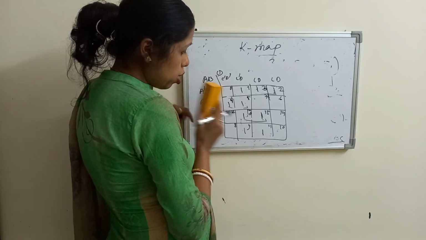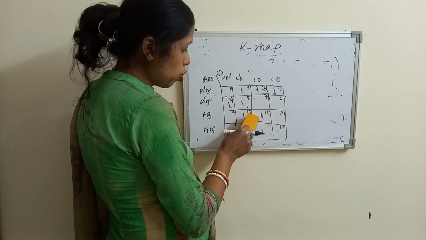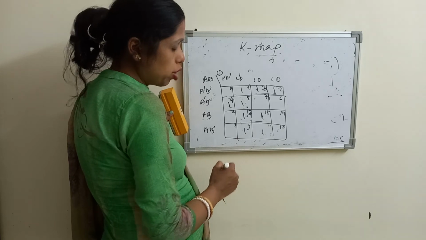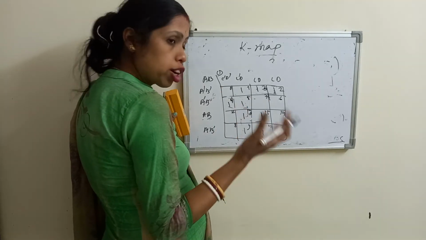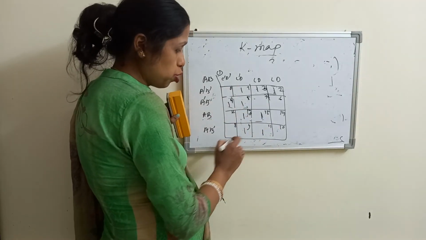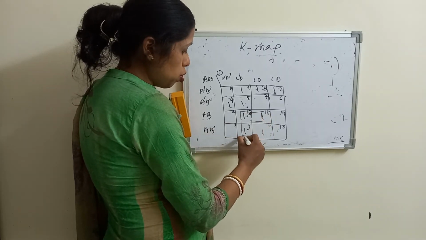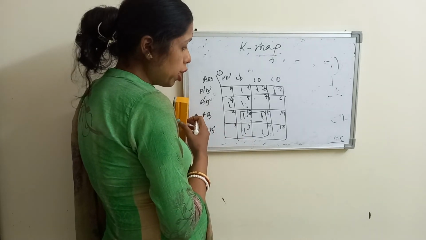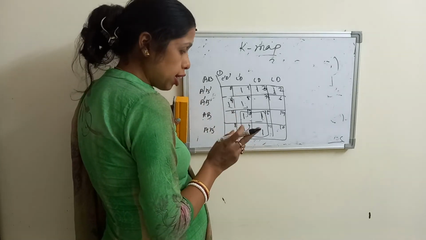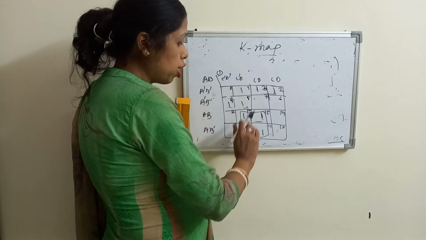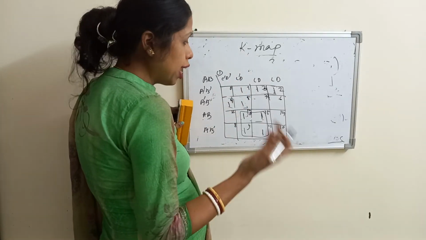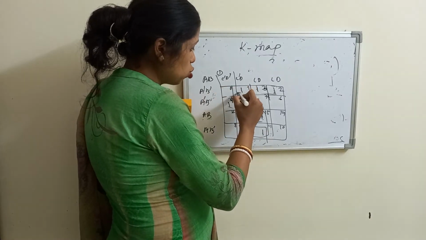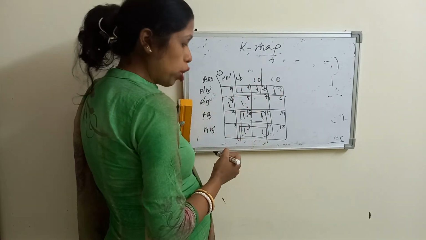First I will check whether a quad is possible. As one function is there, according to the function I am putting logic 1 in those cells. So first I have to check whether an octal is possible or not. You can see octal is not possible, so a quad is possible from these 4 cells. Apart from this quad, is any more quad possible or not? Yes, possible, because the outer column also can be considered as an adjacent column. So these two 1s and these two 1s can create a pair.